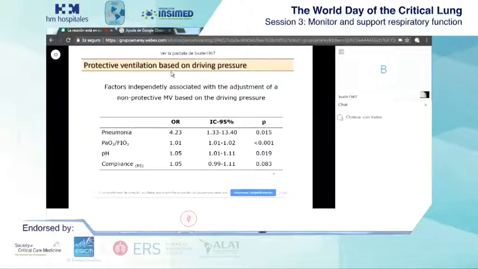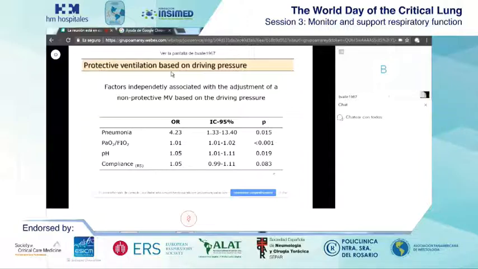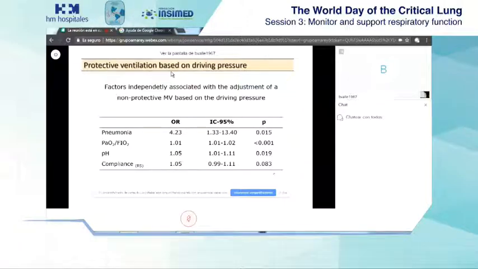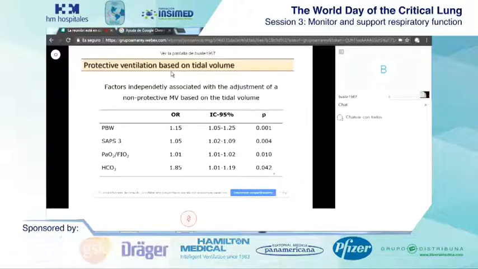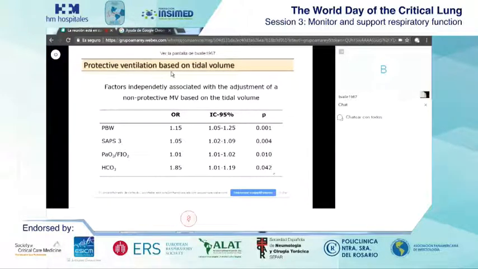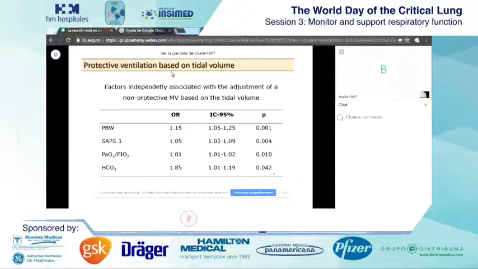We analyzed the factors that could independently be associated with the adjustment of a non-protective mechanical ventilation, trying to understand why one would choose a more aggressive mechanical ventilation. When we based the definition on driving pressure, the factors were pneumonia, the level of hypoxemia, the pH, and the compliance of the respiratory system. When we define the protective ventilation based on tidal volume, we also see that we use a more aggressive ventilation with patients with lower predicted body weight and those with higher levels of SAPS3, PF ratio, and bicarbonate.